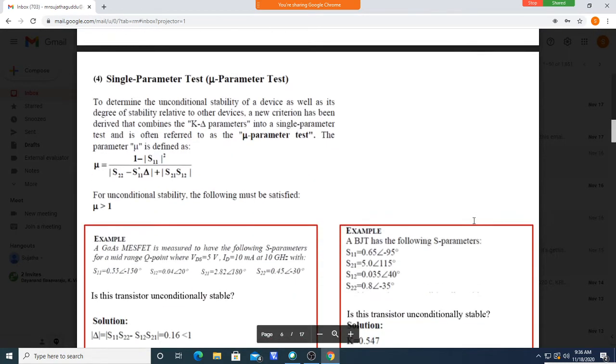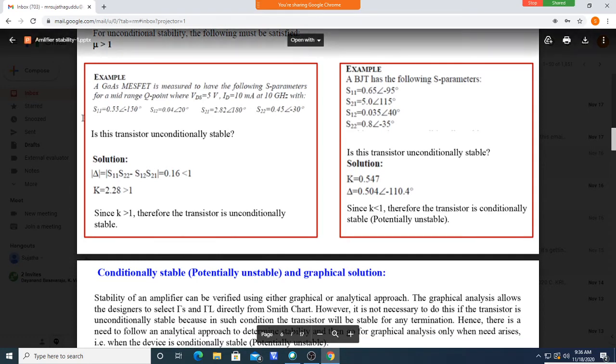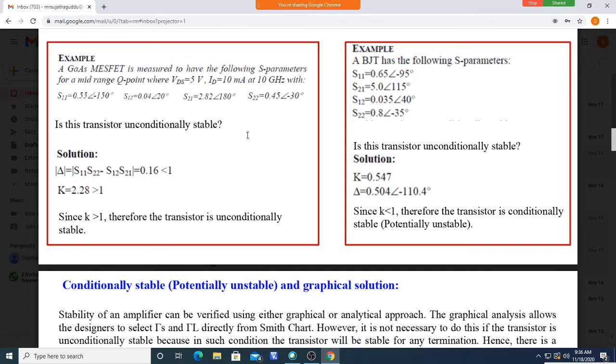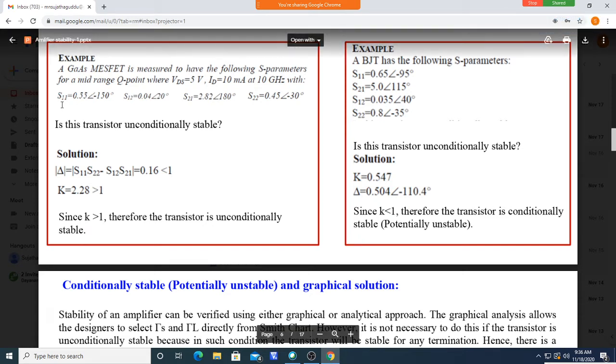Now we will see an example. Some transistor is given here, and its S parameters are given. The question is: is this transistor unconditionally stable? It may be asked for 4 or 5 marks. What we have to do is calculate the delta value and K value using those equations.